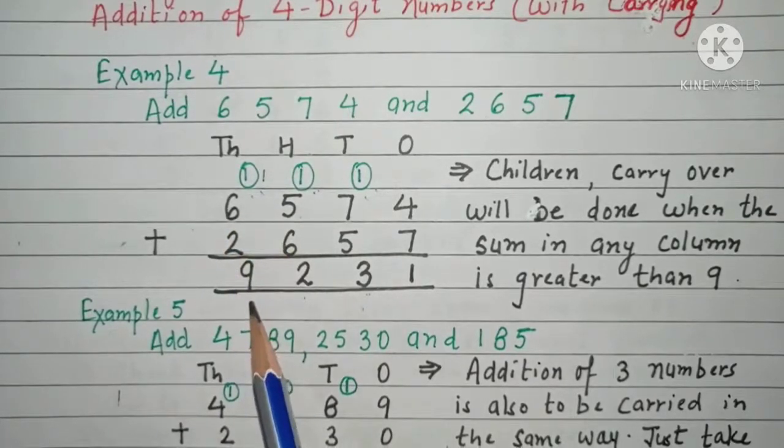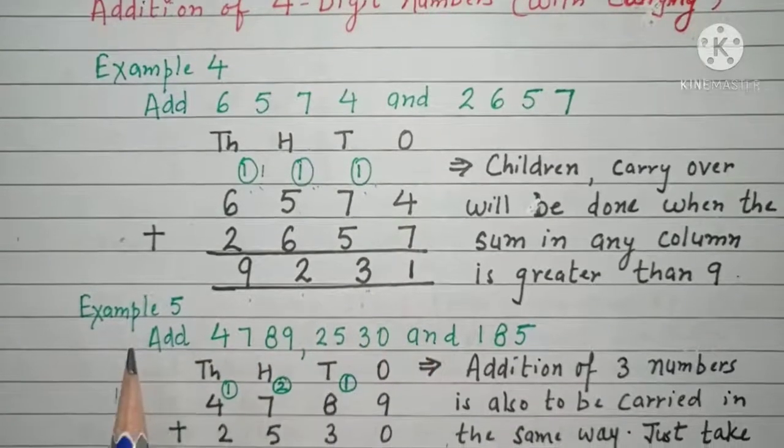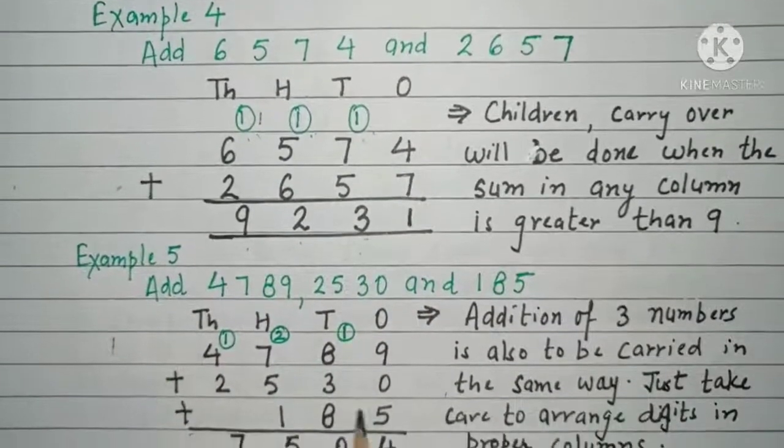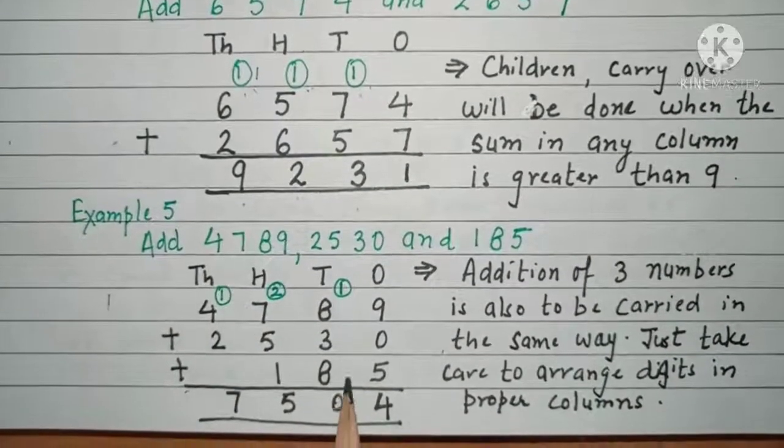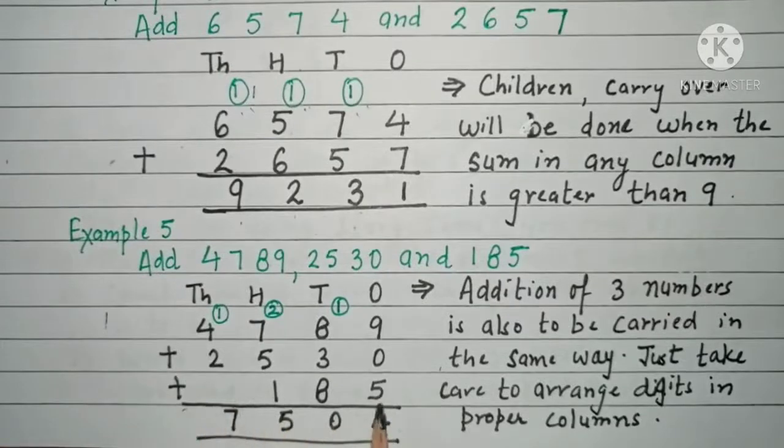So children, carryover will be done when the sum in any column is greater than 9. So the answer is 9231. And in example 5, again we have to add in the similar way. So we have to just take care how to arrange the digits in proper column.